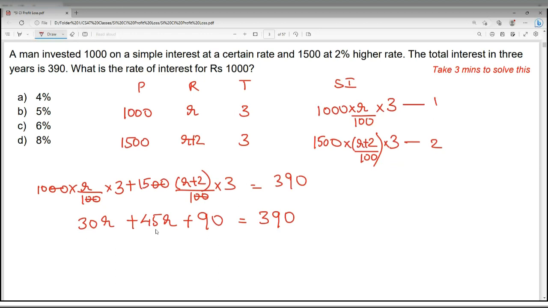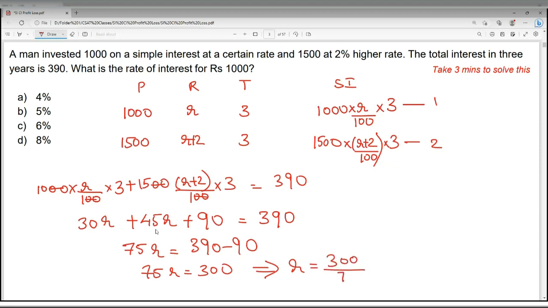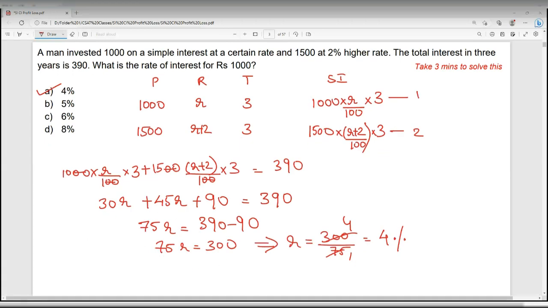Then 30R plus 45R is 75R, equal to 390 minus 90. So 75R is equal to 300. This implies R is equal to 300 by 75. 75 twos is 150, so 75 fours is 300. So R is 4%. The correct answer is A. I hope everything is clear. If you have any doubts, please ask.